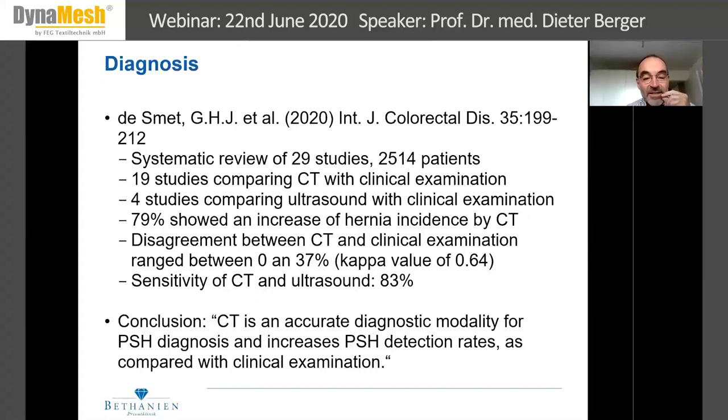I'm sorry. The sensitivity of CT and ultrasound was about 83%. So the authors concluded that CT is an accurate diagnostic modality and it should always be used if you do a study with parastomal hernias.